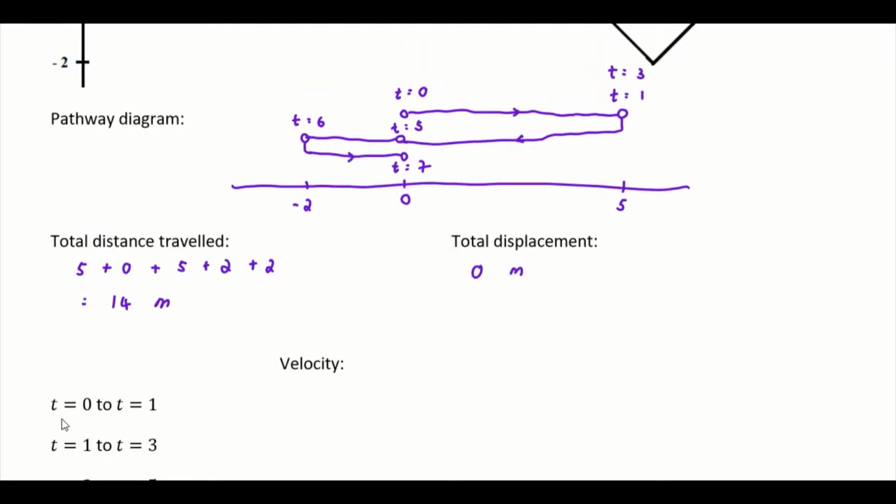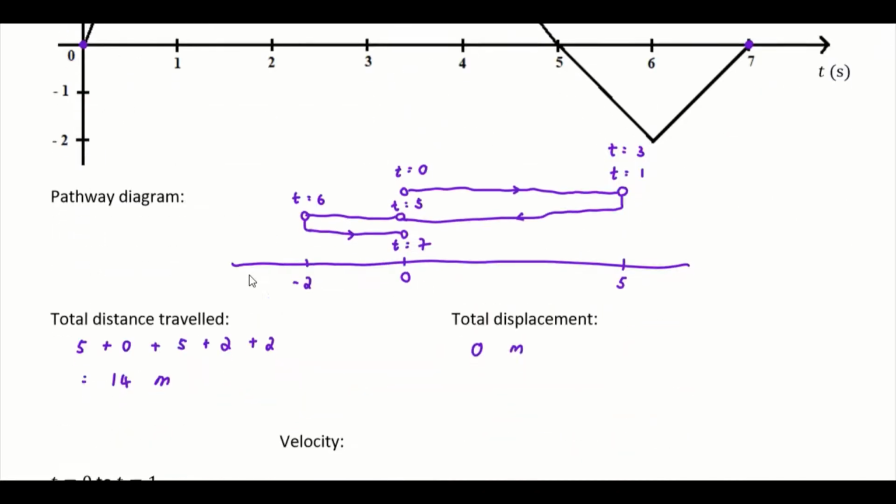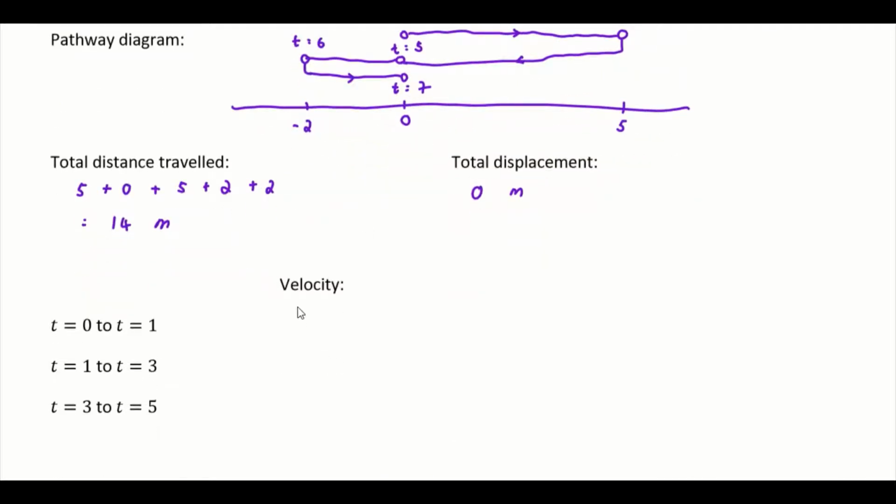So for example, from t equals 0 to t equals 1, which means from here to here. You can see this is only one straight line. So for us to find the velocity, we need to get the gradient. Okay, for this gradient, I think it's pretty straightforward. It's going to be 5 minus 0, and after that, 1 minus 0. Then this is how you get 5 meters per second.